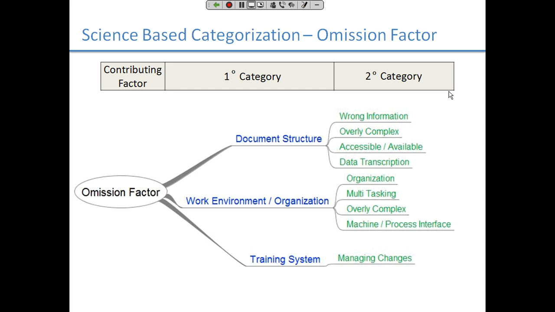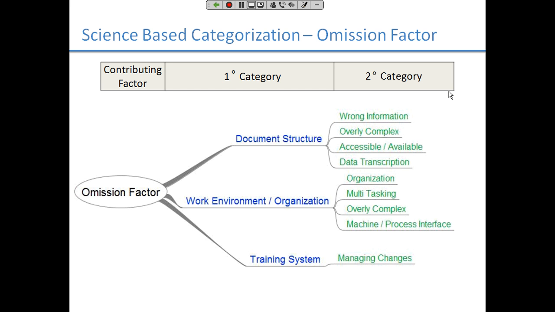Omission is when something is omitted in a document or is omitted in an operation. There could be many reasons for that to be the case. And often change comes out as one of the root causes most frequently, because we change things regularly and we don't do a very good job of communicating those changes. So that's something to highlight on this slide.